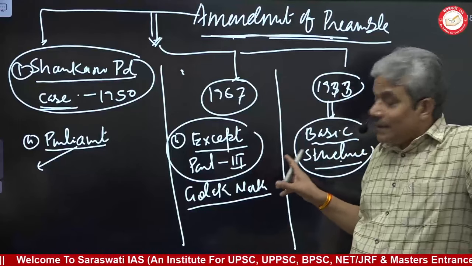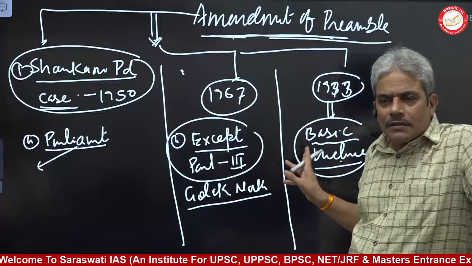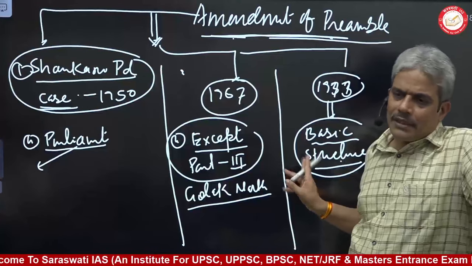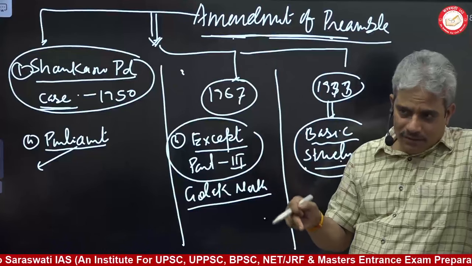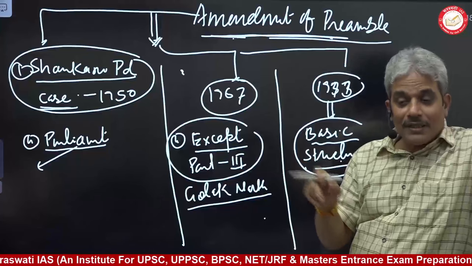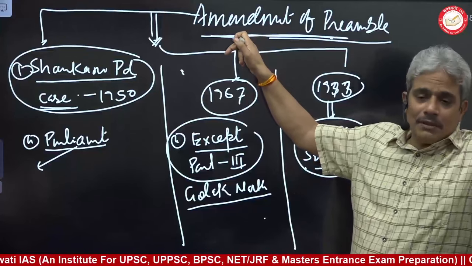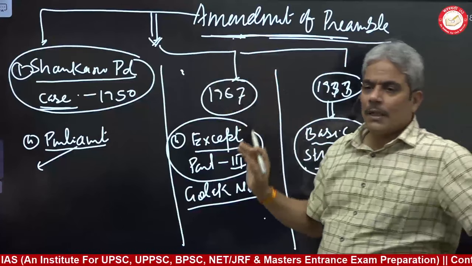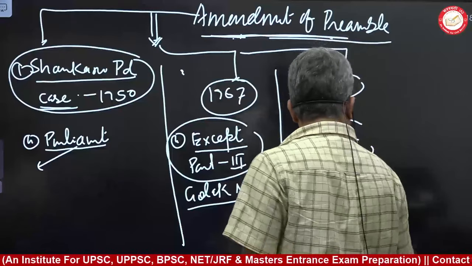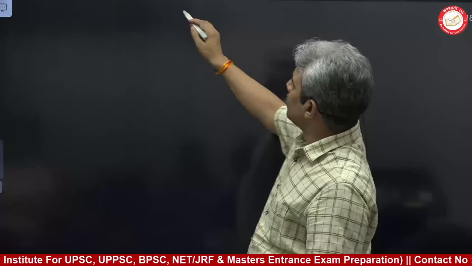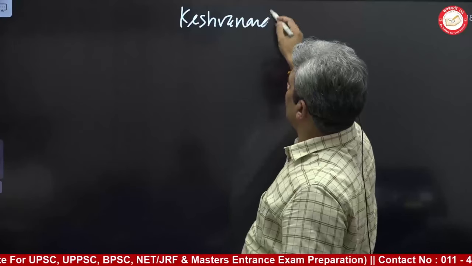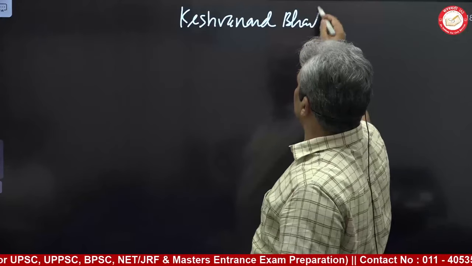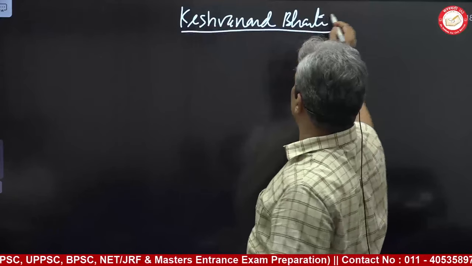Question is that this is clarity. We will discuss the same Keshavan Bharati case in fundamental rights differently, in DPSP differently, and in Parliament differently. Here we want to connect with the preamble. And why? Because the question is: why did the Keshavan Bharati case become very important?